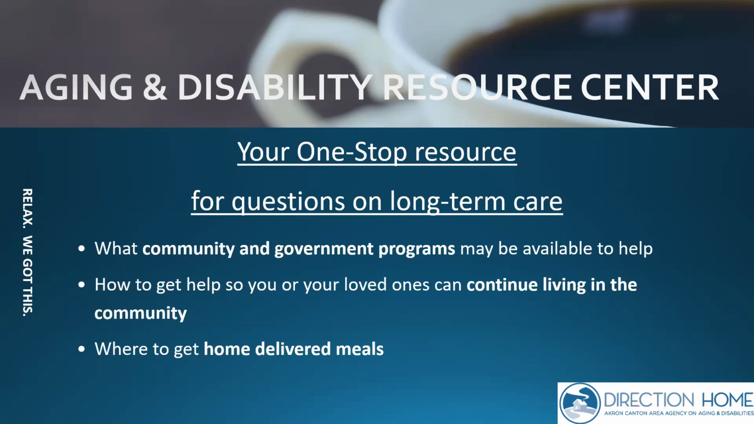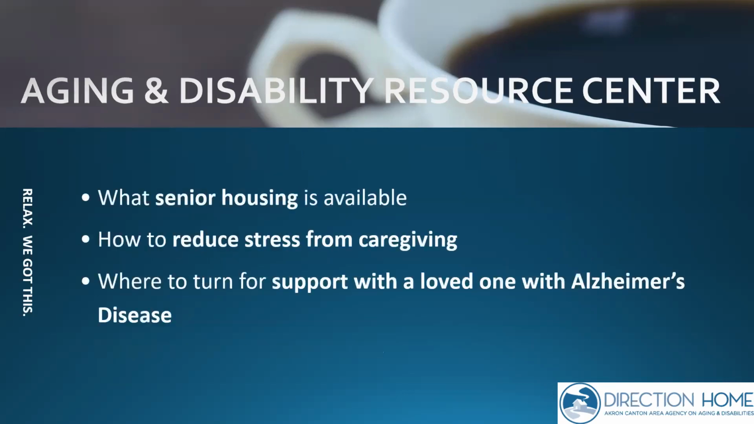But they can talk with you about what community and government programs might be available to help you in your local area, how to get help so you or your loved one can continue living in the community if that is your choice, where to get home delivered meals, other things like what senior housing is available in your local area, how to reduce stress from caregiving. We have a fantastic family caregiver program, and where to turn for support with a loved one who has Alzheimer's disease. So again, those are just some of the questions those aging and disability resource representatives can answer for you.